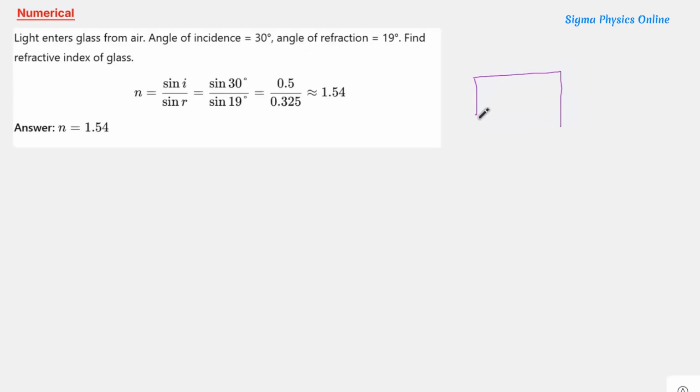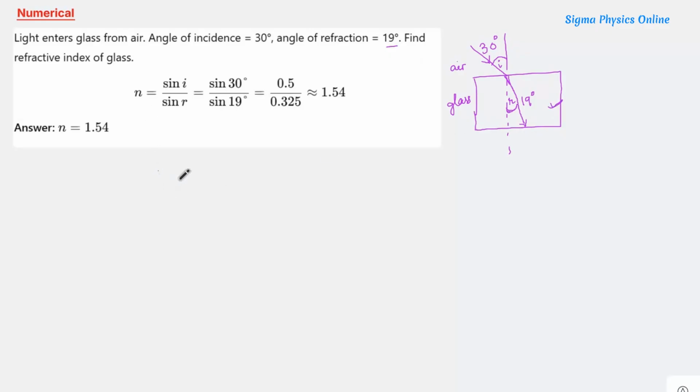So here we have been given a glass slab and light is incident on this glass slab and the angle of incidence is given as 30 degree, and we know that this air is a rarer medium and glass is a denser medium. So when light ray enters from rarer to a denser medium, it will bend towards the normal. So this is the refracted ray, and this angle of incidence is given over here as 30 degree, whereas this is the angle of refraction which is given as 19 degree. So now we have to find out the refractive index of this glass.